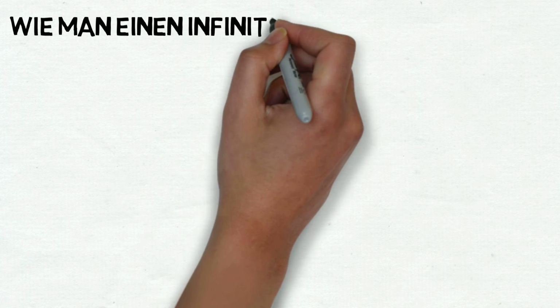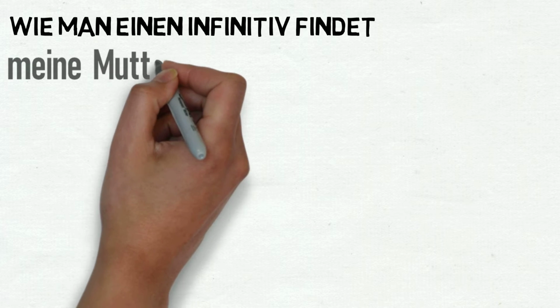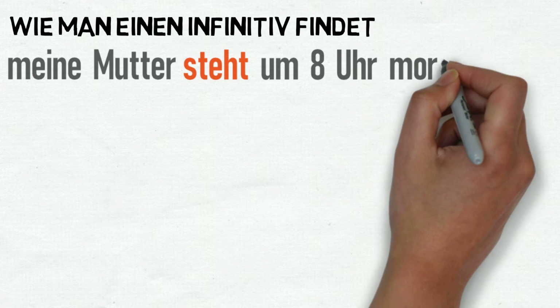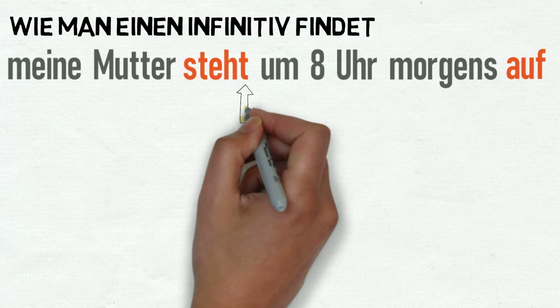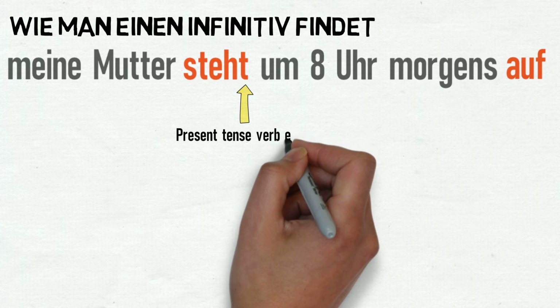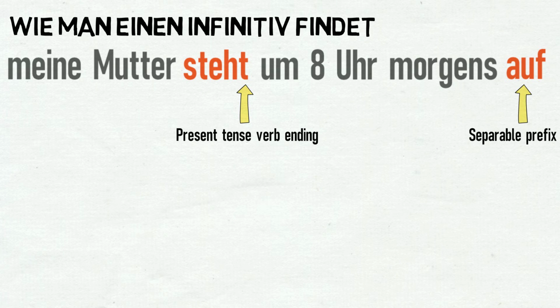It's worth mentioning here that there is another way that you can be introduced to separable verbs, and that this is in context. Let's have a look at this sentence. Meine Mutter steht 8 Uhr morgens auf. Even if we don't recognise the verb, we can see that the sentence is in the present tense by the third person T ending on steht. We can also see the separable prefix hovering at the end of the clause.